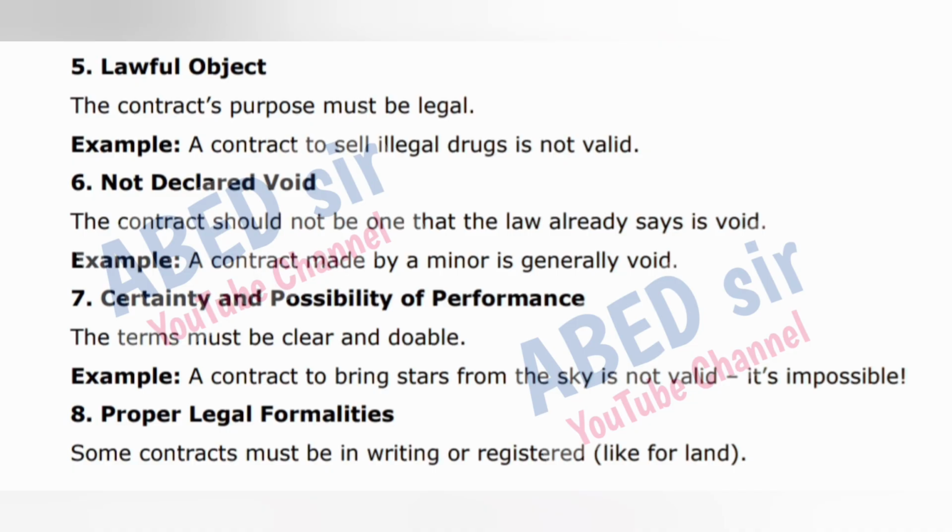6. Not declared void. The contract should not be one that the law already says is void. Example: a contract made by a minor is generally void. 7. Certainty and possibility of performance. The terms must be clear and doable. Example: a contract to bring stars from the sky is not valid, it's impossible. 8. Proper legal formalities. Some contracts must be in writing or registered, like for land.